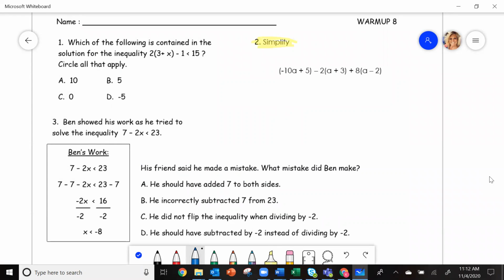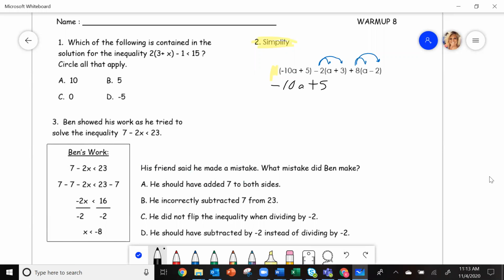We're combining like terms. So when we are combining like terms, we have to look, and in this case, you should have done the distributive property first. You multiply whatever's in front of the parentheses times whatever's in the parentheses. The first one doesn't have anything outside of it. See right here, there's nothing outside to be able to multiply by. So I have negative 10a plus 5.